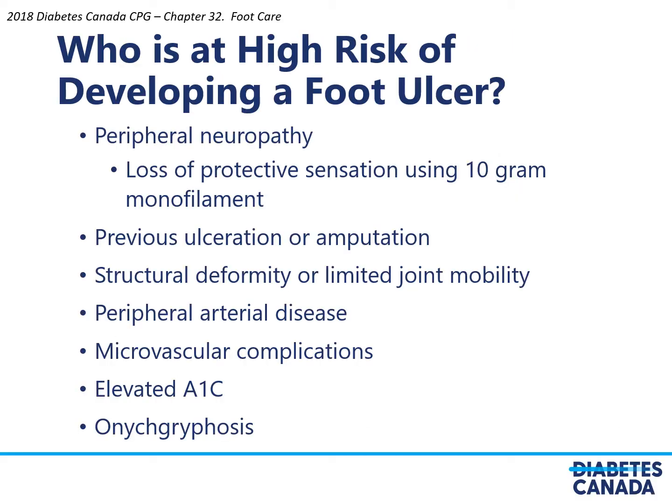Who is at high risk of developing a foot ulcer? Anyone with peripheral neuropathy. This was evaluated in the last slide using the 10-gram monofilament. The monofilament should be a key staple of anyone's lab coat pocket. Anyone with a previous ulceration or amputation is at risk of developing a neuropathic ulcer. And anyone with a structural deformity or limited joint movement is also at risk. In addition, those with lack of protective sensation and peripheral arterial disease or those with other microvascular complications are at risk. In addition, having an elevated hemoglobin A1C is a risk, as is onychogryphosis.